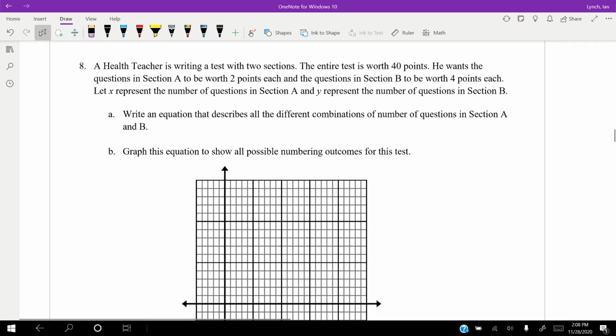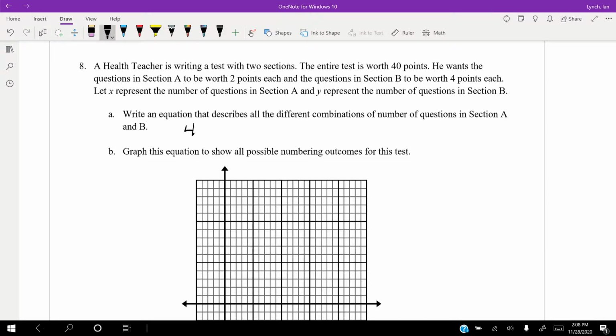So I have a health teacher who's writing a test with 2 sections. The entire thing is 40 points. And he wants the questions in section A to be worth 2 points, and section B to be worth 4 points each. X is the number of questions in section A, and Y is the number of questions in section B. So the entire thing is 40 points.